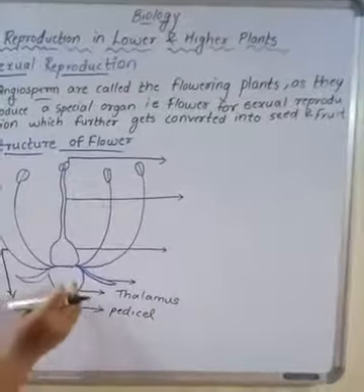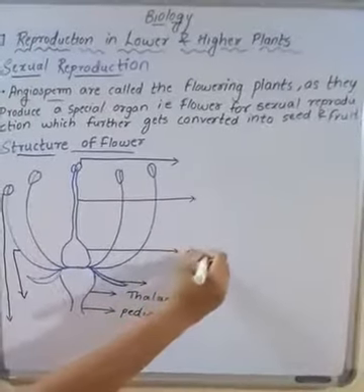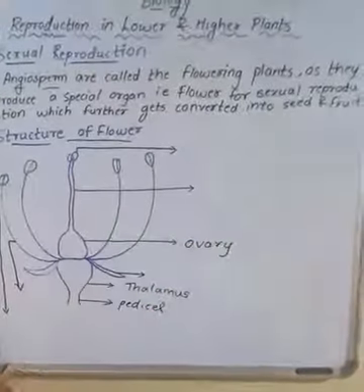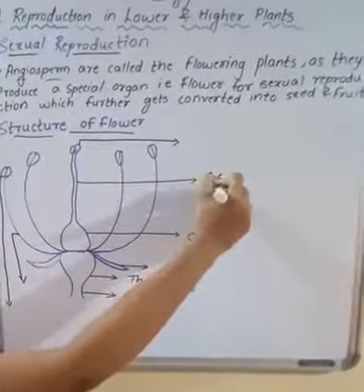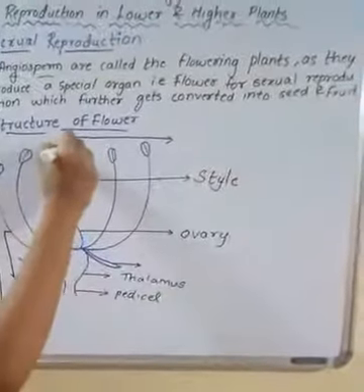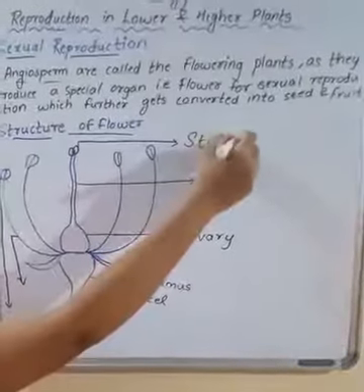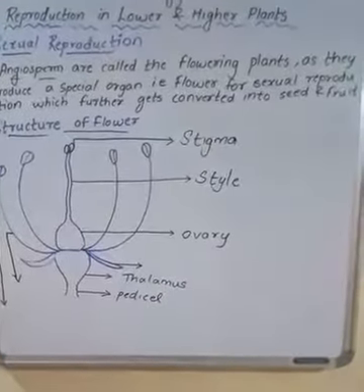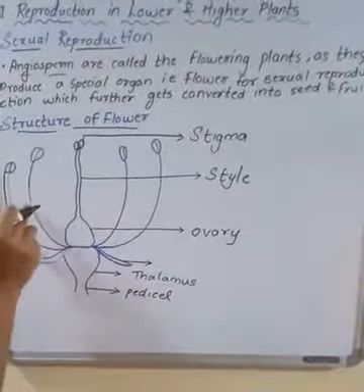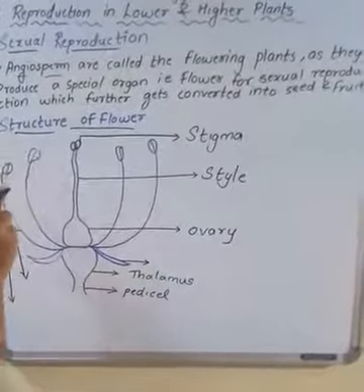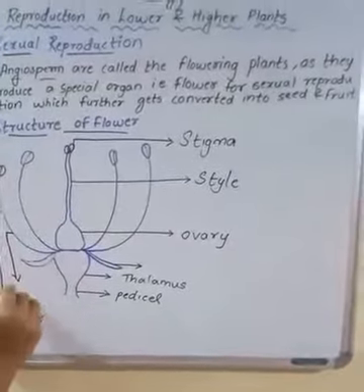Clear. Now moving to the upper section, we see this swollen part which is called the ovary. Next, this thin section is called the style, and this one which you see over here is called the stigma, which is the sticky end that will attract the pollen grains towards it. Clear. Now we are seeing these sections. This part is called the filament and this is called the anther.